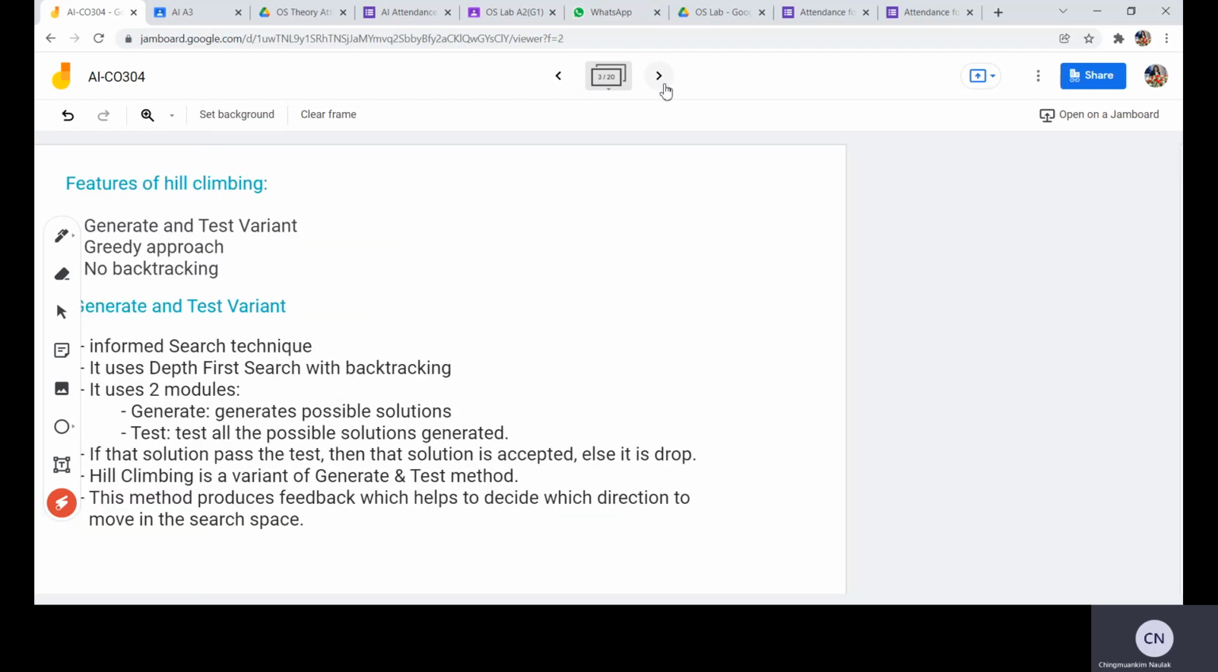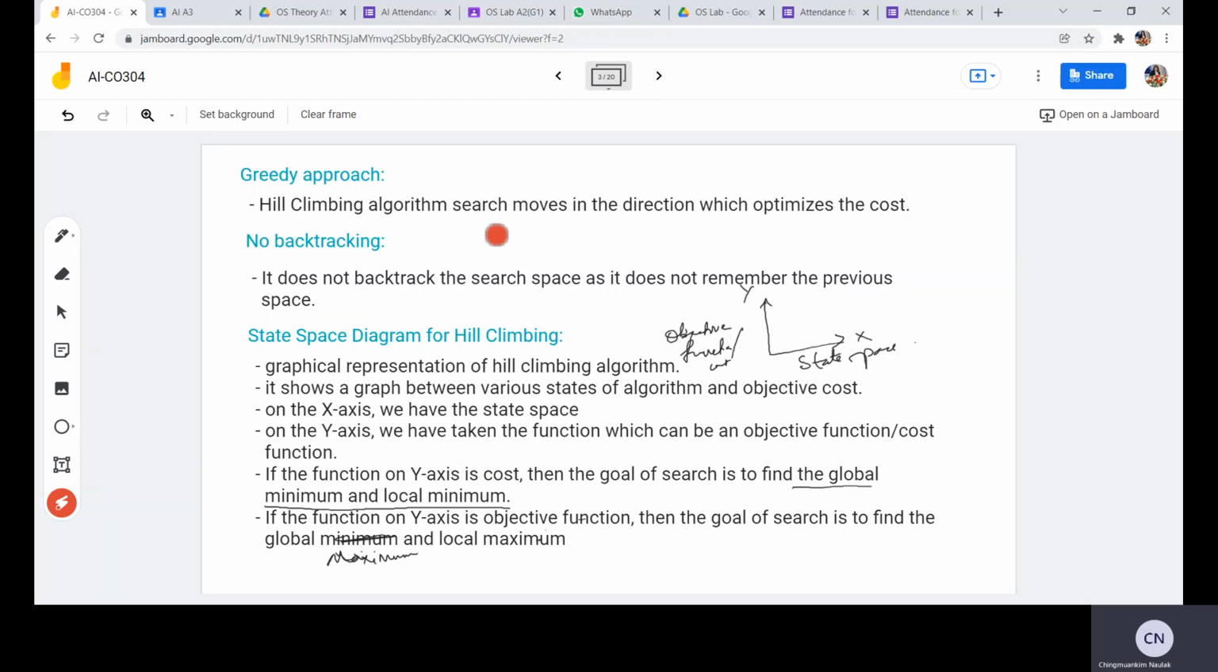Fine. Next point, greedy approach. Hill climbing algorithm search moves in the direction which optimizes the cost. No backtracking: in this hill climbing technique, you don't have to backtrack the search space, because it does not have a memory to remember the previous space.